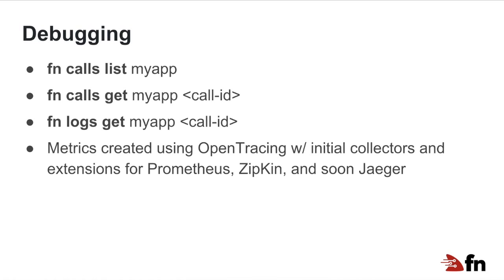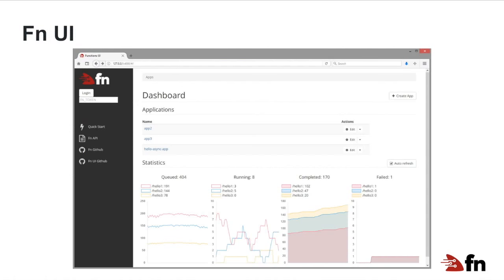We also include some metrics using open tracing and open census. And we have some plugins for Prometheus and others, so you can get all the metrics out that you need. There's a simple UI too that you can go run. This is also open source. It allows you to see your list of applications, set configuration variables, some basic statistics there.